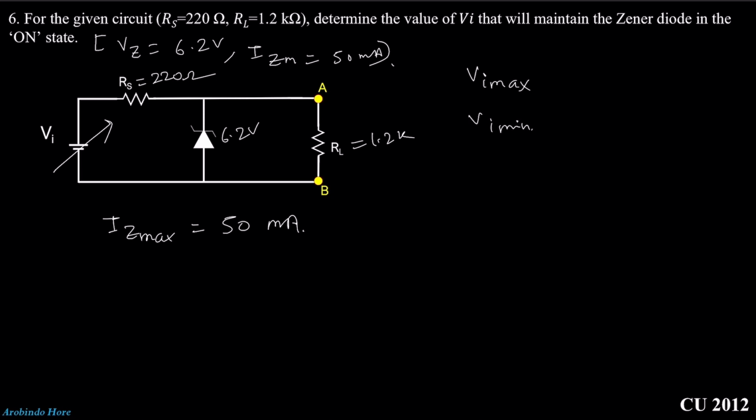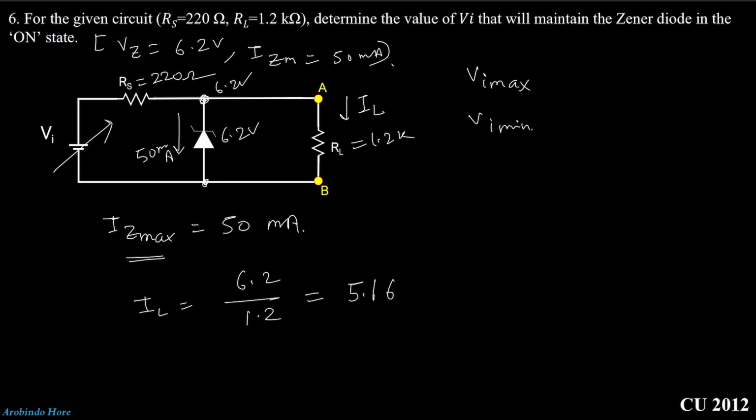So let's start with the Vi max, as they already provided the maximum Zener current. The maximum Zener current that can flow is 50 milliampere. When the maximum Zener current flows, the Zener will be turned on. That means this is 6.2 volt. So we can calculate the load current IL. IL will be 6.2 volt divided by 1.2k, that means equal to 5.166 milliampere. So we already have the IZ max and IL, right?